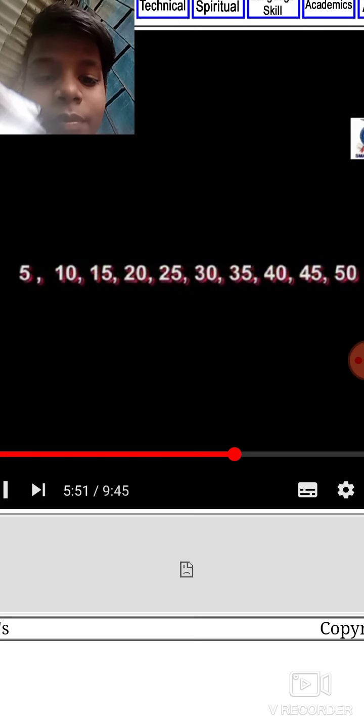Now, lowest common multiple, that is LCM. Note that a table has the multiples of a number.